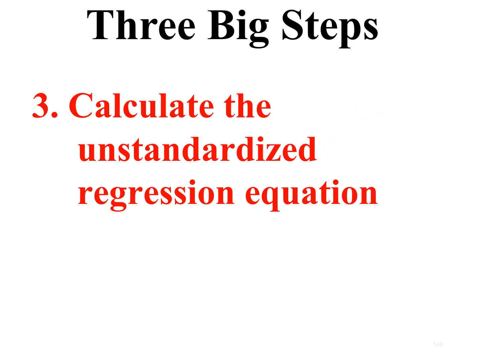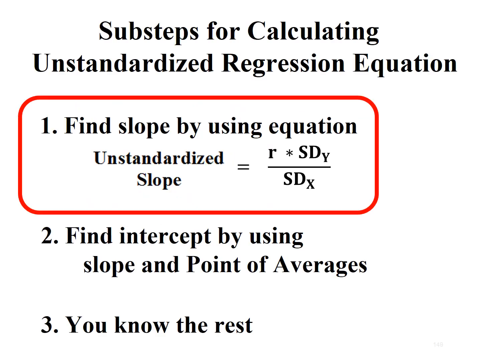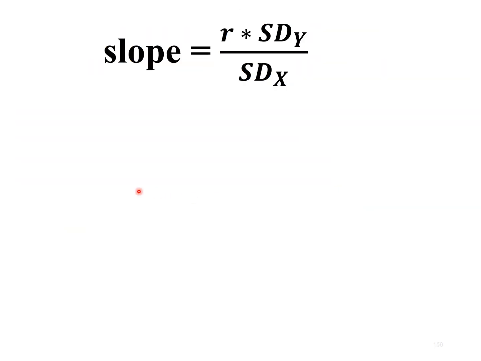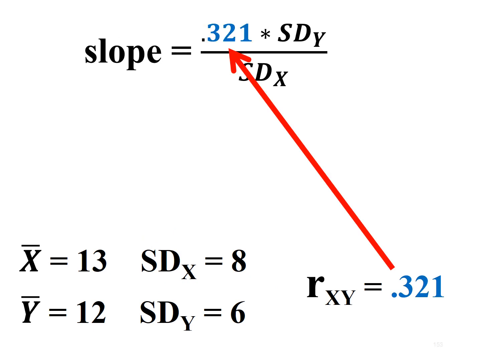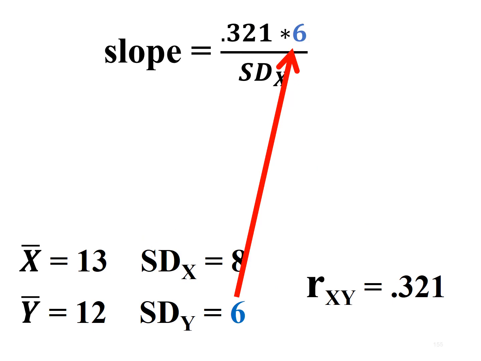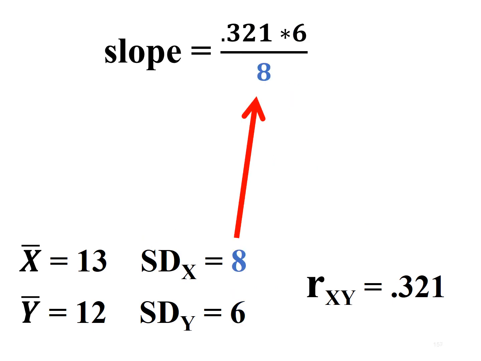Now we need to calculate the unstandardized regression equation. The first step is to find the slope. And again, to find the slope, you need this formula, which is r times SD of y divided by SD of x. So you're going to take your formula and plug in the values. These are the values that we calculated, and all I'm going to do is plug them in. And then you solve for your slope.